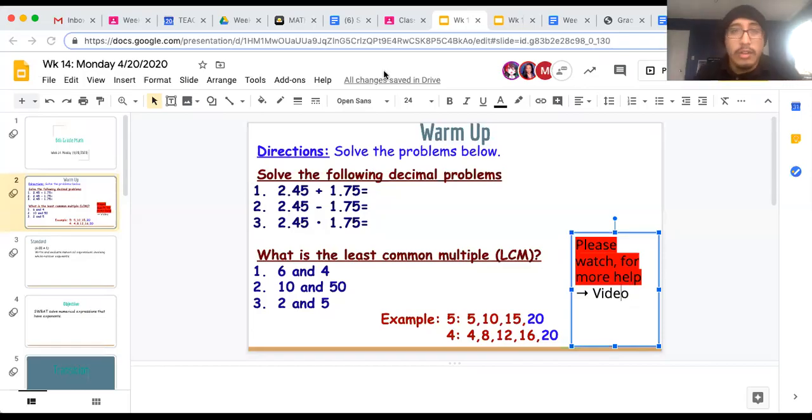All right, y'all. I'm going to be going over the warm-up for Monday, 2020, week 14. As you can see, the warm-up is talking about adding decimals, subtracting, and multiplying, as well as least common multiple. Don't want to get it confused with greatest common factor. And I know some of you might, but just to be clear, least common multiple is different from greatest common factor. You're going to see why in a moment, right now, just in case you forgot.